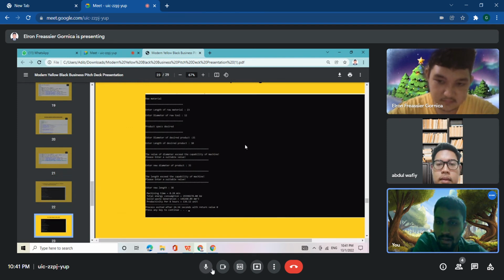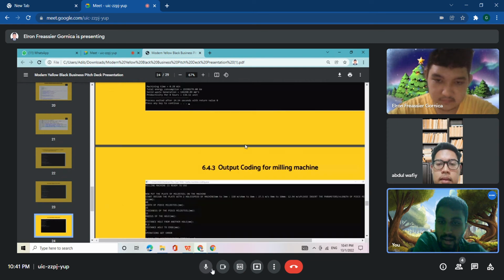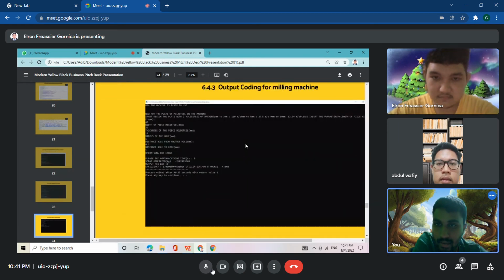Next, we see the output coding for the milling machine. For the milling machine, we got a message saying please try again. Machining time is 0. Scrap generated in kg was 2147483648. Output per day we get 0. Efficiency we get 1.0000, and energy utilization for 8 hours equals 4.0 kilowatt.